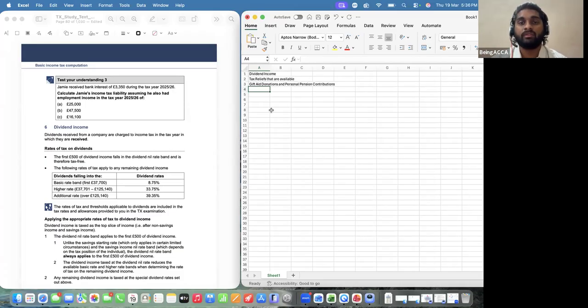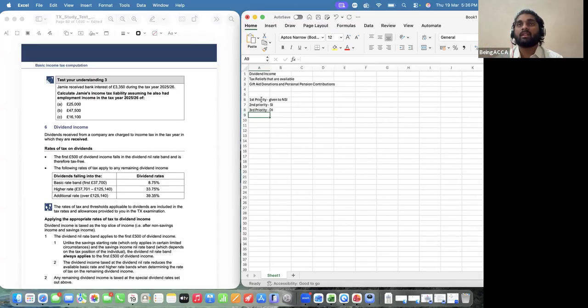Always, the first priority should be given to NSI or non-savings income. Second priority should be given to savings income. Third priority should be given to dividend income. Always, this is the same case all the time. It should be the same for personal allowances and also when calculating your taxation.